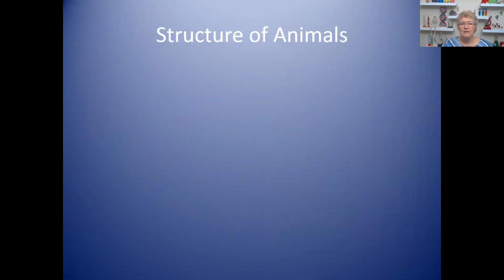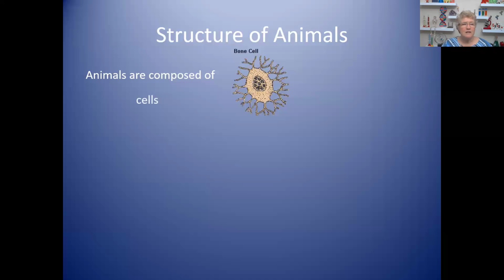Now, remember, of course, that animals are composed of these tiny little structures. What are the smallest structures of life? Everything is made of these. Every living thing is made of these. Yep, you got it, Bastian. Cells. So animals are composed of cells. Here's an example. This is what a bone cell is going to look like. Okay, I see the answer, atom, right there.